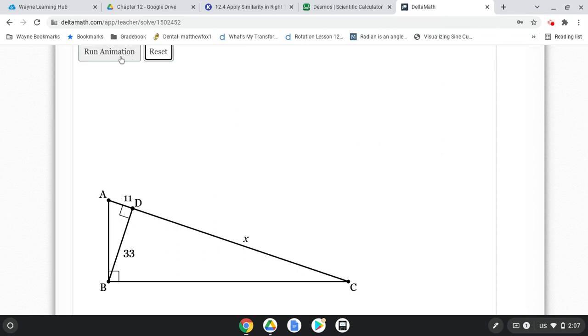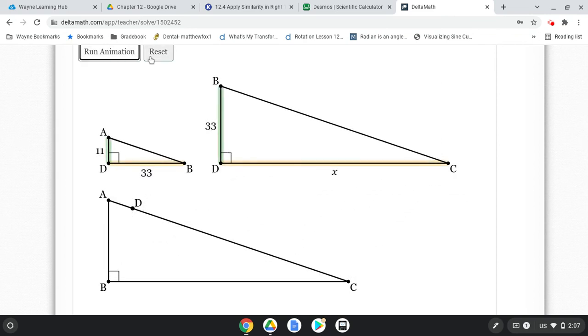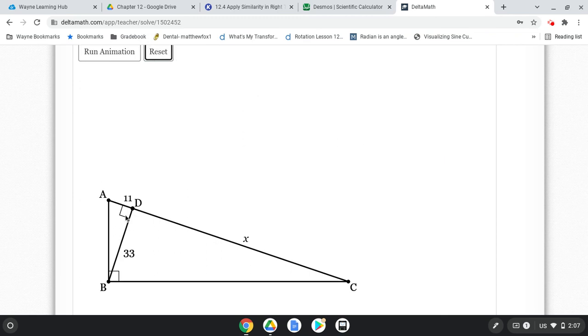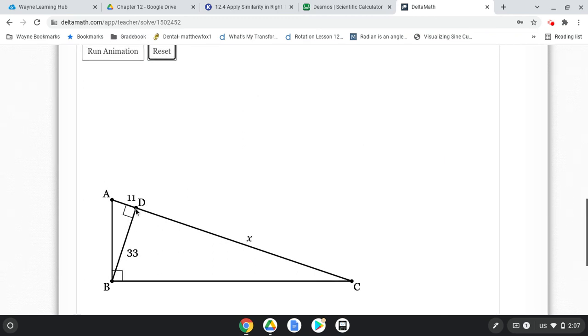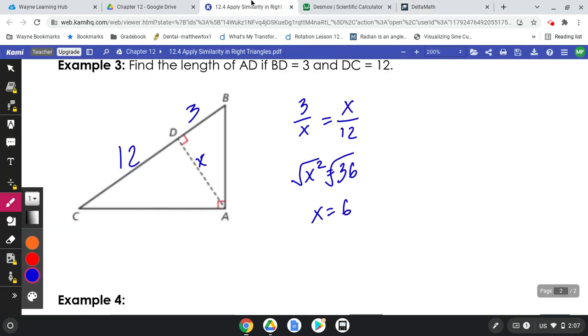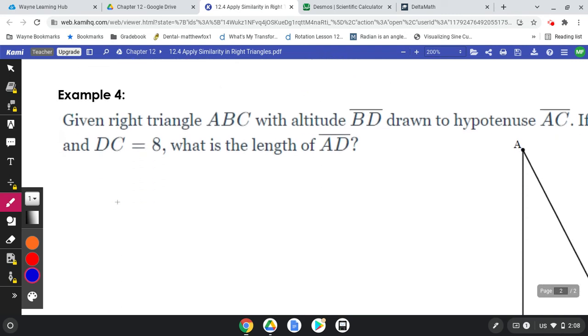So one more time, let me show you. And it kind of flips them around. It might be easier for you to visualize if this just turns on this point D here. If it rotates there, then this 33 pops up to the X, the 11 pops over to the 33. Okay, so on to the next one.